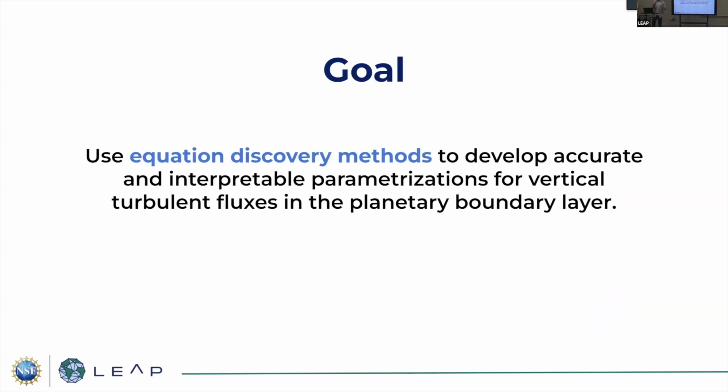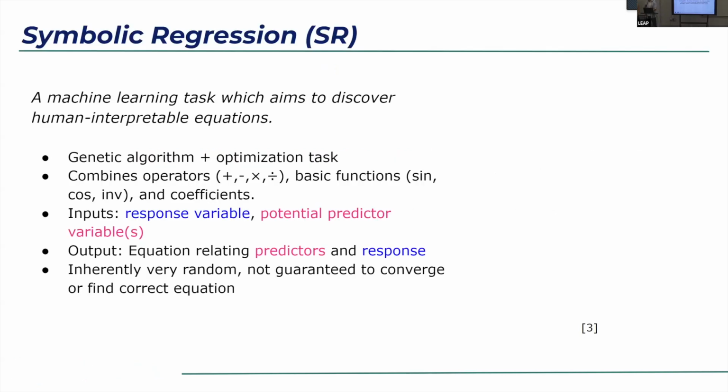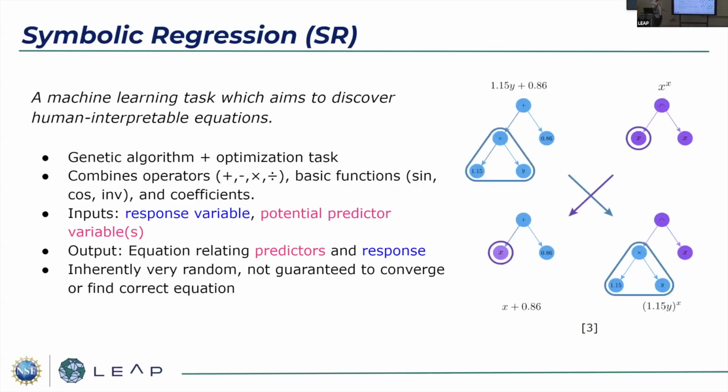In order to achieve our goal, we want to use equation discovery methods, and the specific method that we use is called symbolic regression, which is somewhat a cross between absolute magic and the way that somebody would discover an equation if they had no idea what was going on in the field. What it does at the end of the day is produce human interpretable equations.